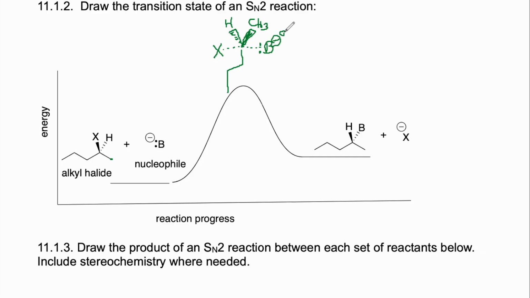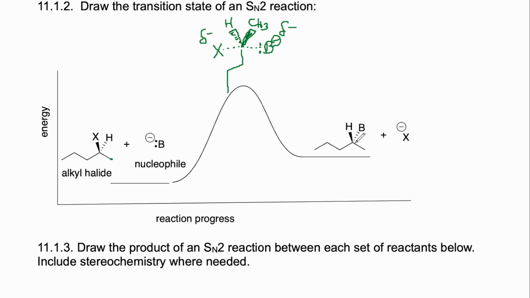So we have a partly negative nucleophile, a partly negative X group coming in. When the X group leaves, it takes the electrons with it, so the X group now has a negative charge, and the nucleophile that came in does not.